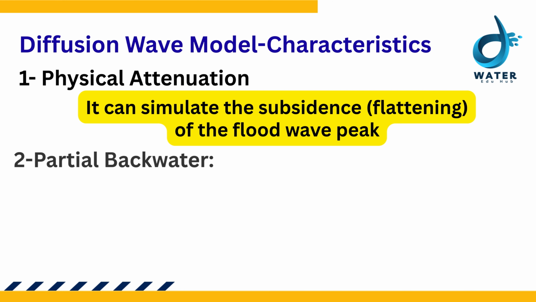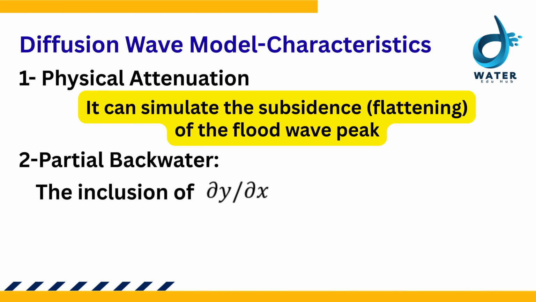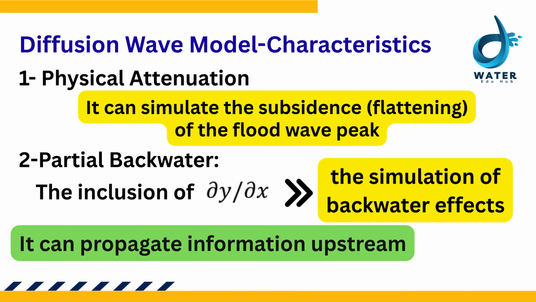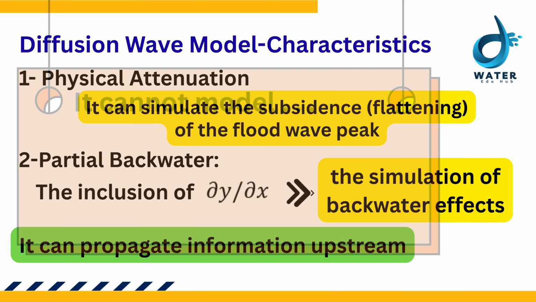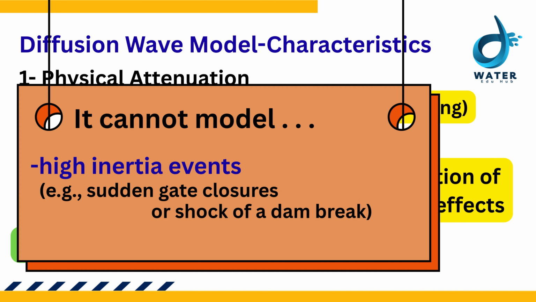Second is the partial backwater. The inclusion of partial y with respect to x allows the simulation of backwater effects. A downstream boundary condition can propagate information upstream, influencing the water surface profile. It cannot accurately model high inertia events like sudden gate closure or the immediate shock of a dam break. It also typically cannot simulate flow reversal.